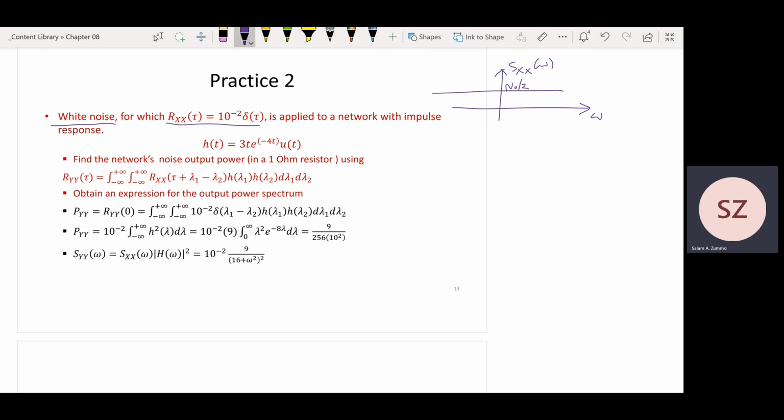So white noise, and basically it's given by, and this is the autocorrelation function, N naught over 2. What is the level of the PSD? Of course, this PSD's autocorrelation function looks like an impulse, right? So this is the autocorrelation function, applied to a network with impulse response given by this. So this is the impulse response of the LTI system.